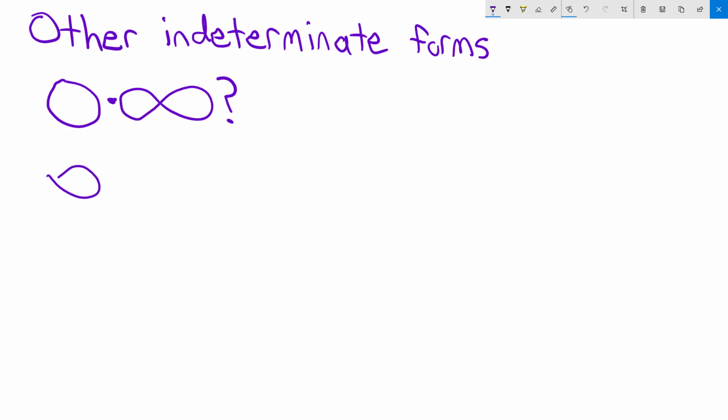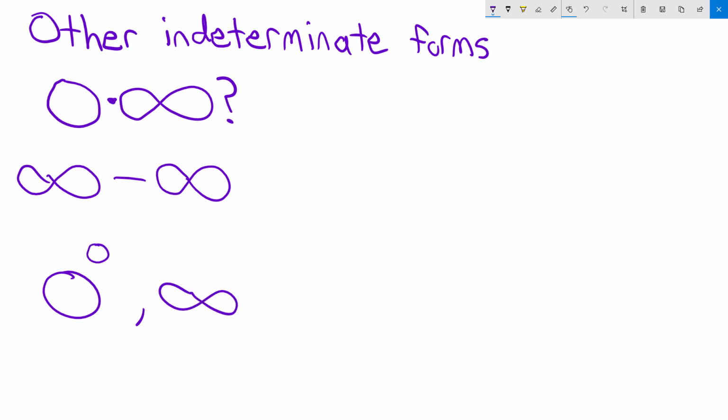Or what if we have something like a difference of two large numbers? Infinity minus infinity. Which one might win in that case? Or there's also indeterminate exponential forms. Something like 0 raised to the 0, infinity raised to the 0, or 1 raised to the infinity.